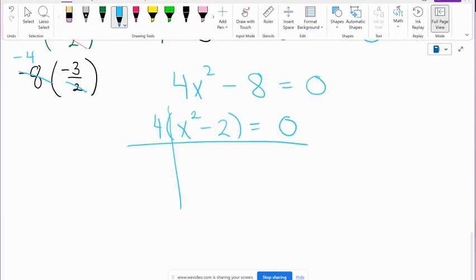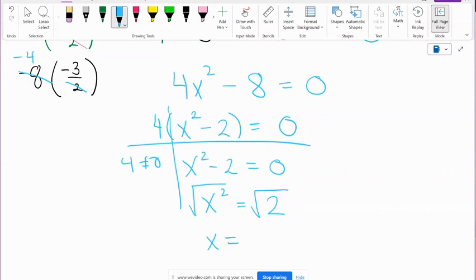So now we solve. Can 4 ever equal 0? No, so that's out. 4 can't equal 0. It's not really helping us. So now we have x squared minus 2 equals 0. I'm going to move that 2 over. X squared equals 2. Now we're going to square root both sides. When you square root something, what immediately has to go in front? Plus or minus. So x will equal plus or minus root 2. Those are our last two irrational roots.